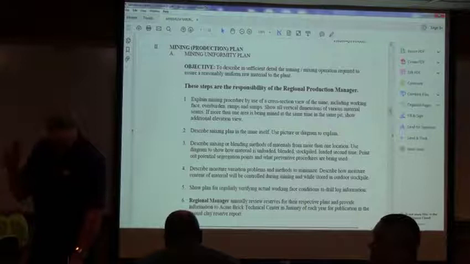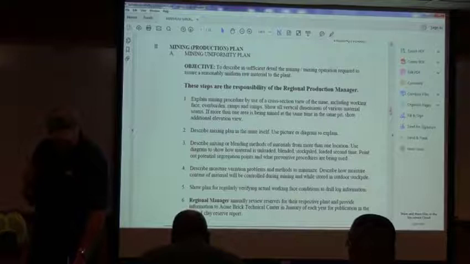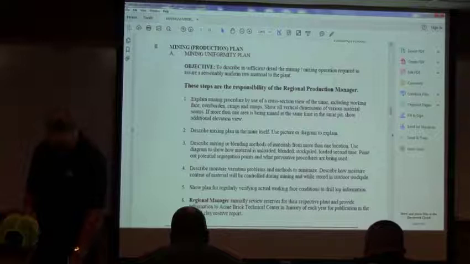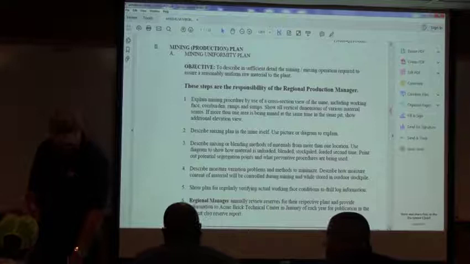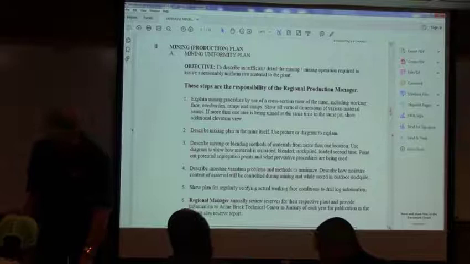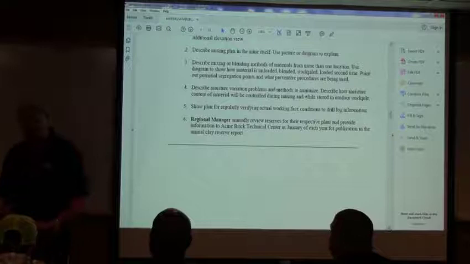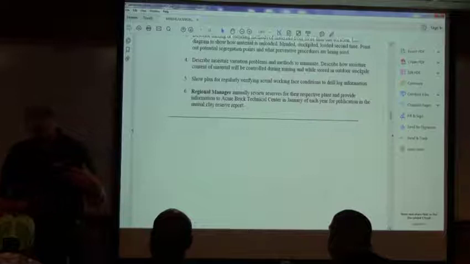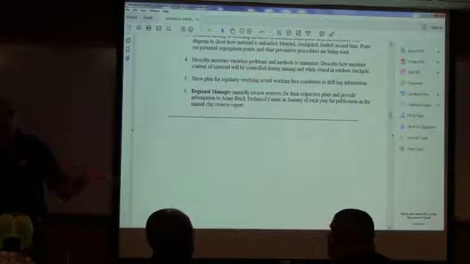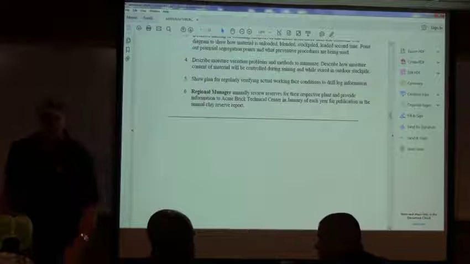Regional manager actually reviews reserves for the respective plant and provides information to Acme Brick Technical Center in January of each year for publication in the annual clay reserve report. Well, I didn't know that. Number six: the regional manager annually reviews the reserves for their respective plant and provides information to Acme Brick's Technical Center. Well, he's actually now reviewing it with us, okay? So this is a little outdated, because the plants were doing their own reserves and now we're doing their reserves. How does it actually work? We're updating their reserves.